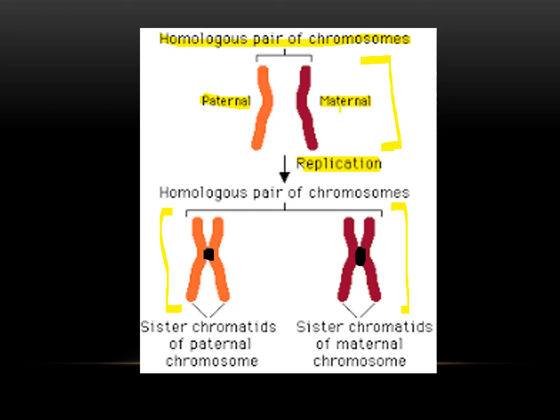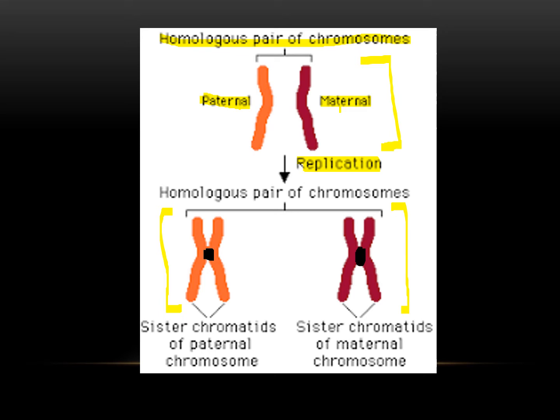In meiosis, homologous chromosomes need to pair up. But what makes a chromosome pair homologous? Firstly, they have the same size. Secondly, they have the same shape. And thirdly, they have the same location of genes.